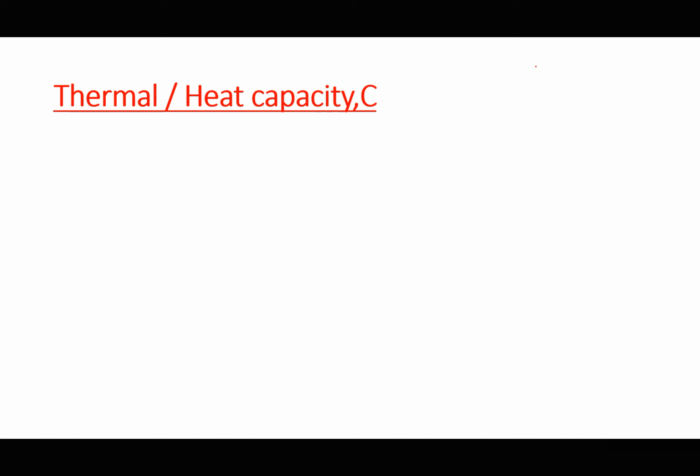Remember, we use the small letter c for specific heat capacity, and we said the amount of heat required to raise or to change the temperature of a substance by 1 Kelvin. To be specific, the amount of heat required to change the temperature of 1 kilogram mass of a substance, because we said the word specific in this case was meaning per unit mass. That amount of heat required to change the temperature of 1 kilogram of a substance by 1 degree Celsius or by 1 Kelvin is what we call the specific heat capacity c.